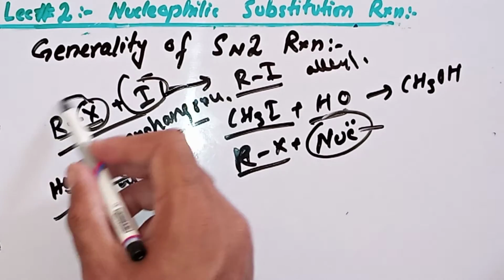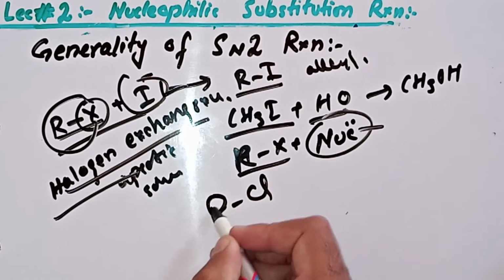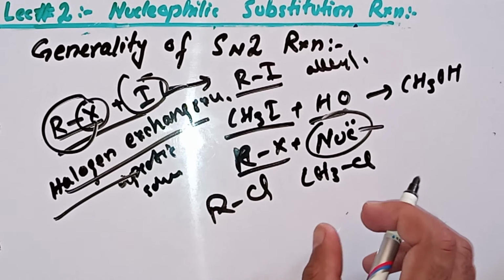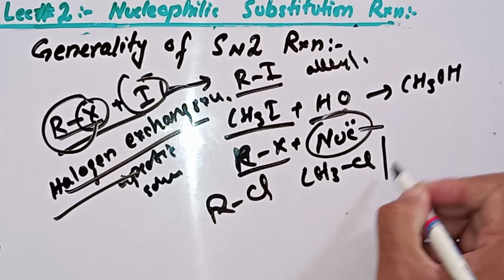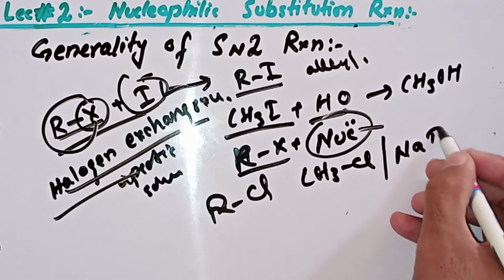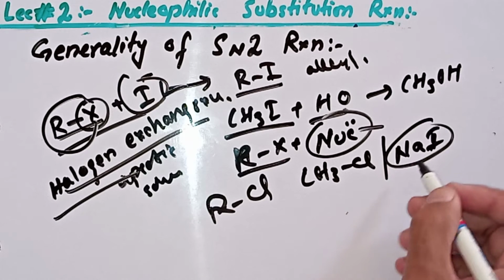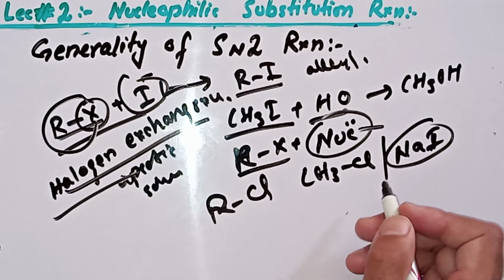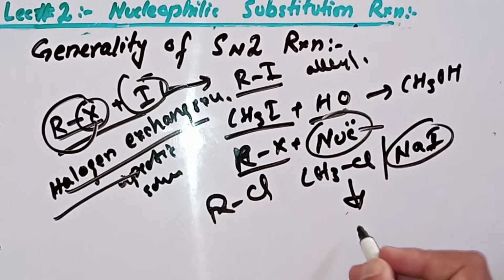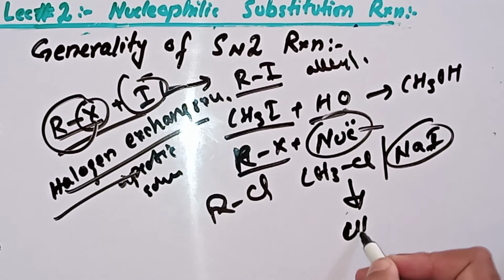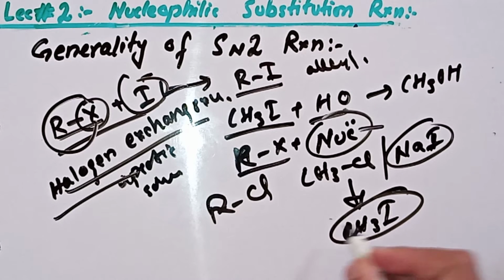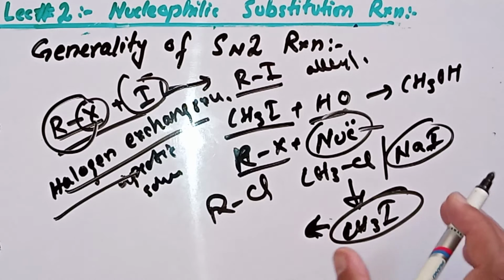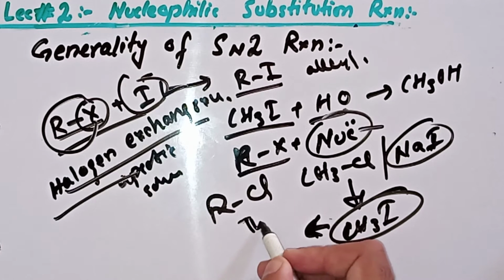Many alkyl chlorides like RCl, or CH3Cl, react with sodium iodide, NaI, which is a very good nucleophile, to give an alkyl iodide, CH3I. But it is a very difficult process. The activation energy for this reaction is very high.